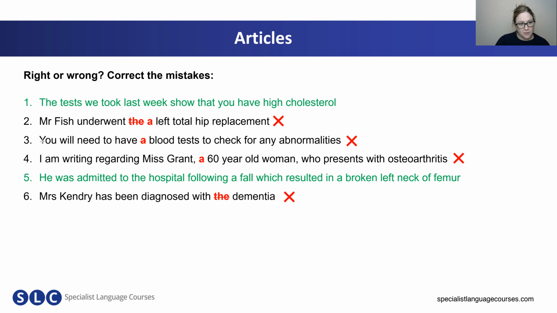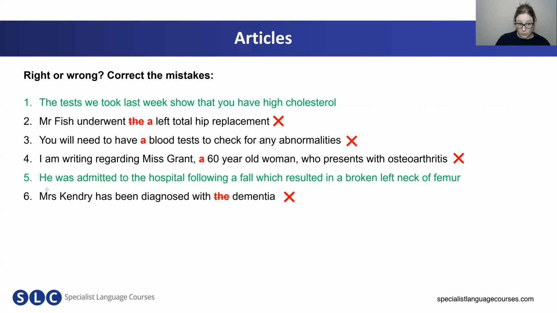Number 3 was also incorrect. You will need to have blood tests. Blood tests is plural, so no article. You might have changed it to a blood test singular. That's also an option. We don't know how many blood tests. We need to know more about the context to make that decision. Number 4 is also incorrect. I'm writing regarding Miss Grant, 60-year-old woman. No, it's a 60-year-old woman. And osteoarthritis, no article.